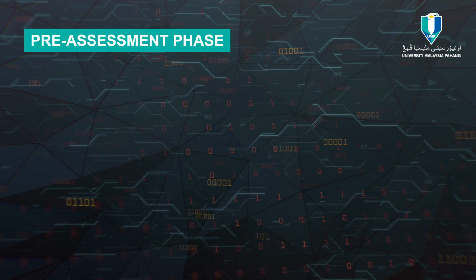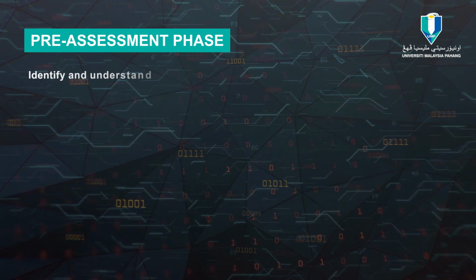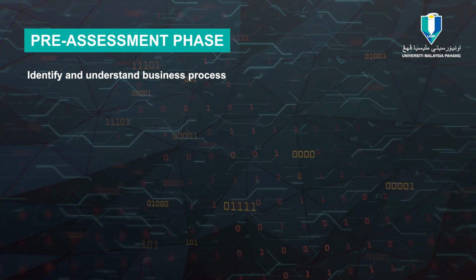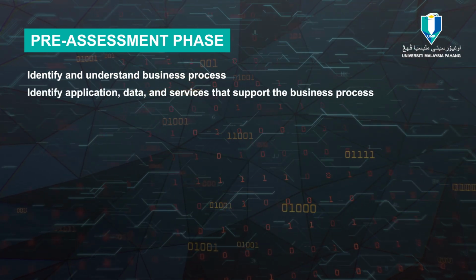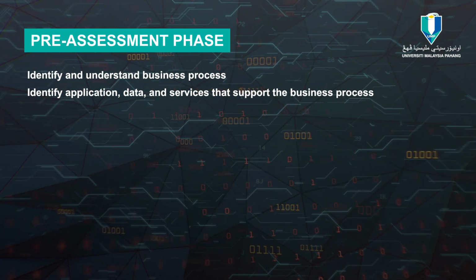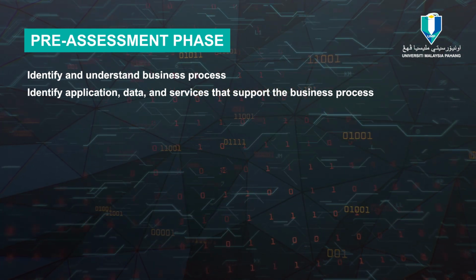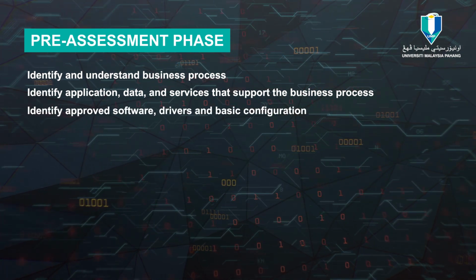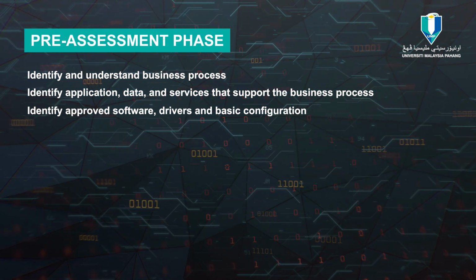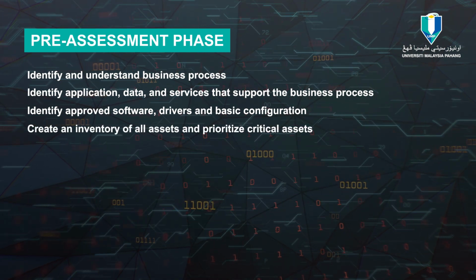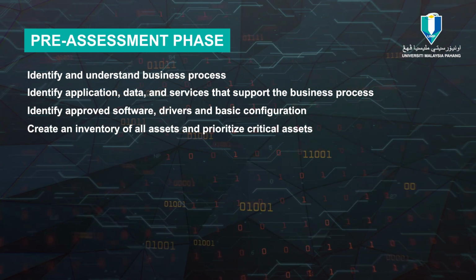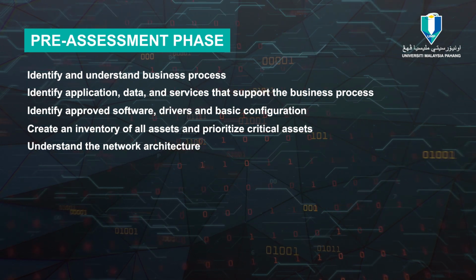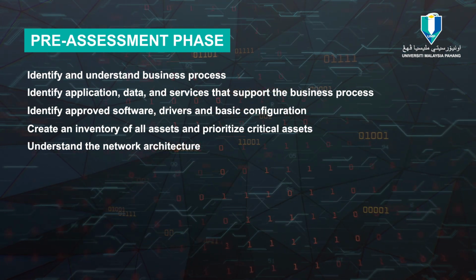Pre-assessment phase: we need to identify the assets and create a baseline. First, we must identify and understand business processes. Number 2, we must identify the applications, data, and services that support the business processes and perform code review. Number 3, identify approved software, drivers, and the basic configuration of each system. Number 4, create an inventory of all assets, prioritize and rank the critical assets. Number 5, understand the network architecture and map the network infrastructure.